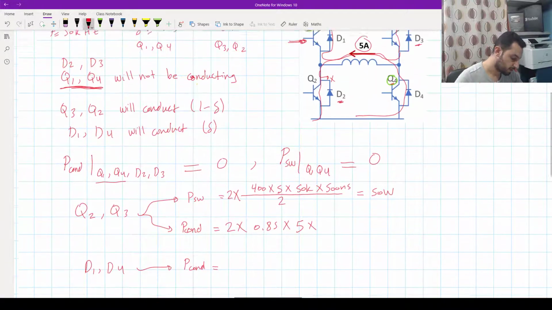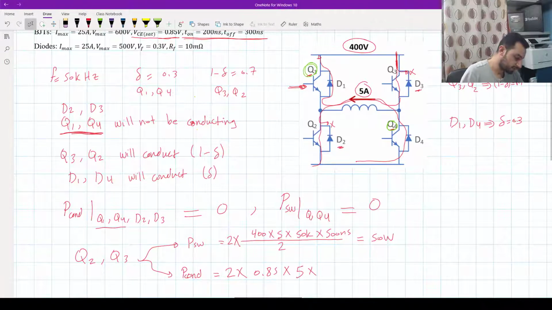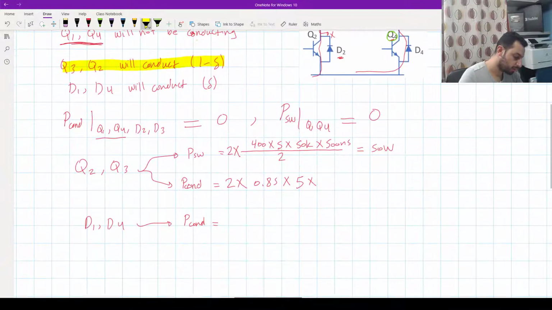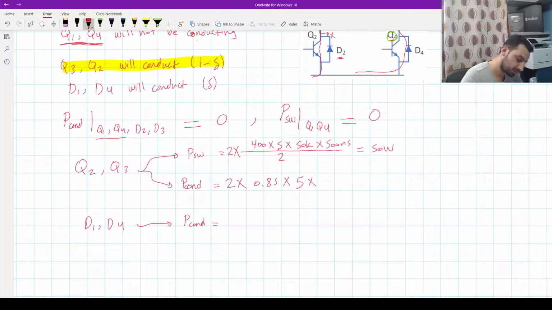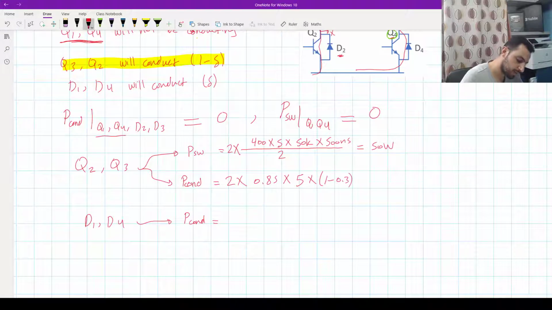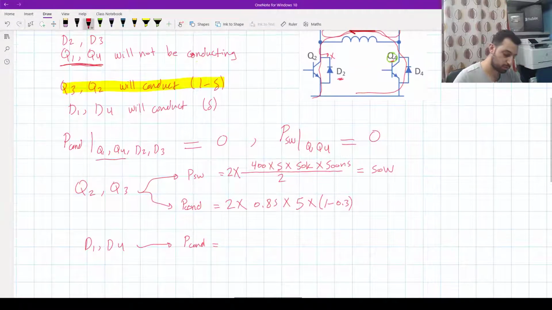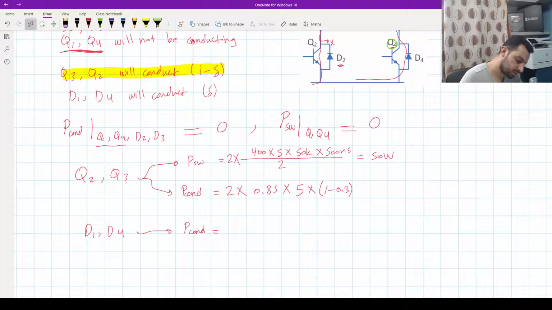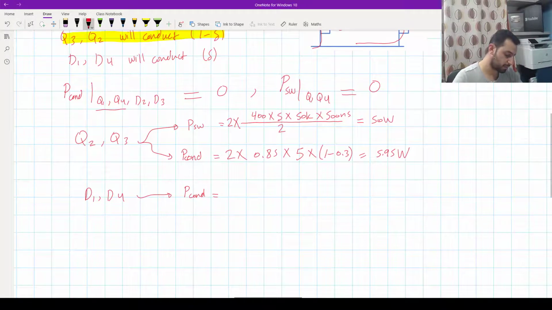We will see. For Q2 and Q3, okay, the conduction time is 1 minus delta. So we have to multiply just by 1 minus delta, which is 1 minus 0.3, so it will be 0.7. Okay, and that's it. So the answer will be 5.95 watt.